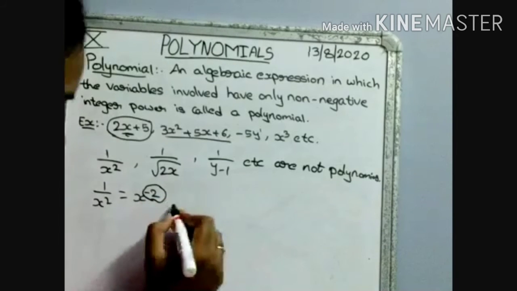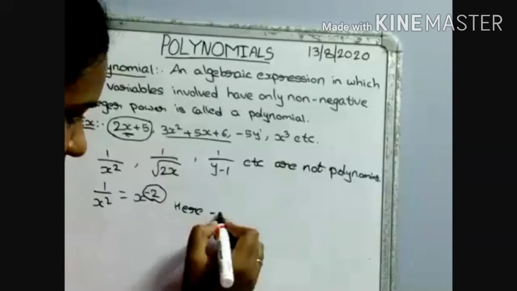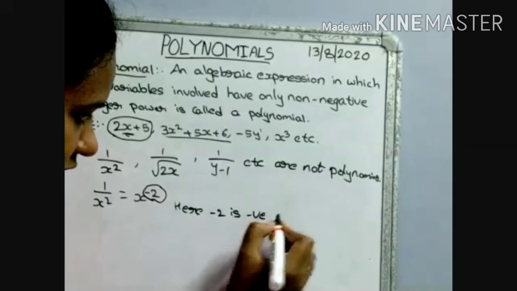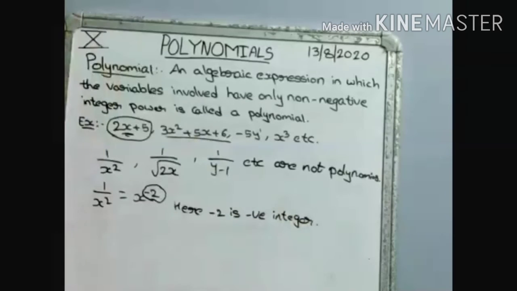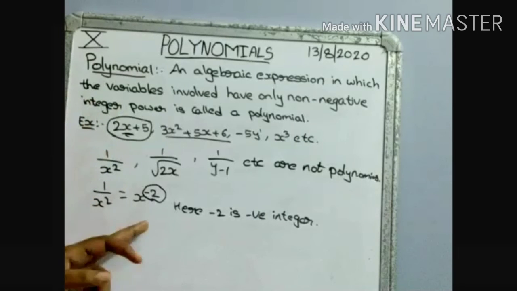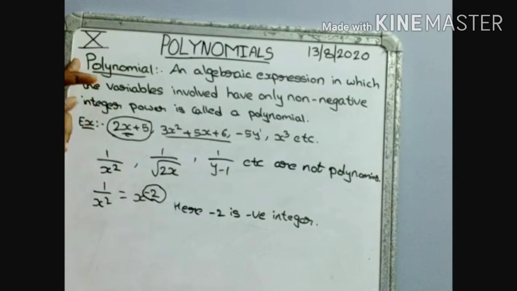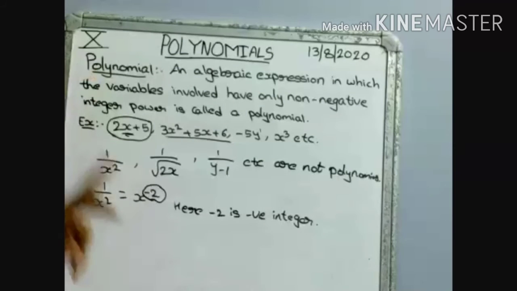So here minus 2 is a negative integer, so it is not a polynomial. Only non-negative integers, means only positive integers, then it is called a polynomial. Otherwise these are not polynomials. So just copy it about the polynomials. If it is completed, just raise your hand. We will go to the next one.